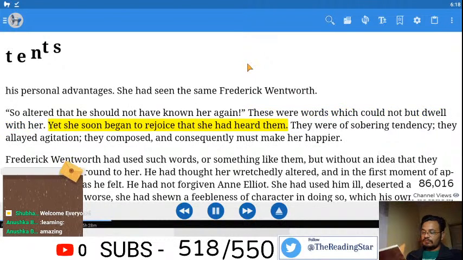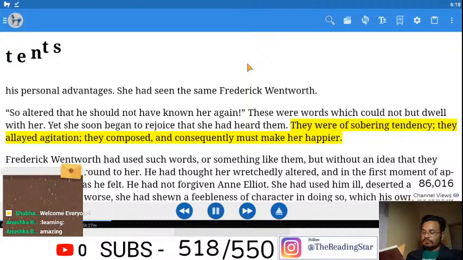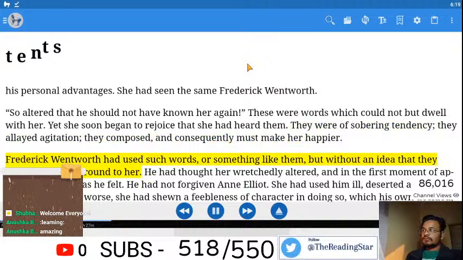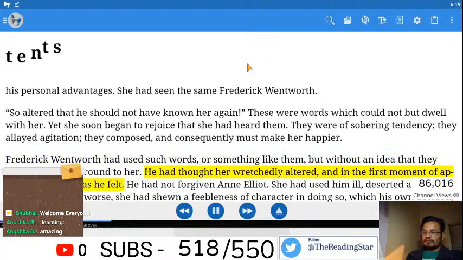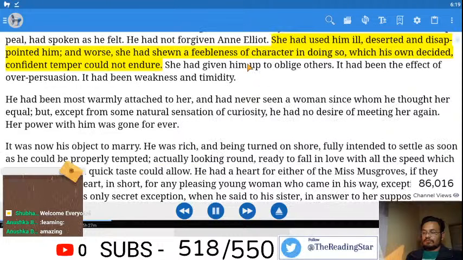Yet she soon began to rejoice that she had heard them. They were of sobering tendency, they allayed agitation, they composed, and consequently must make her happier. Frederick Wentworth had used such words, or something like them, but without an idea that they would be carried round to her. He had thought her wretchedly altered, and in the first moment of appeal, had spoken as he felt. He had not forgiven Anne Elliot. She had used him ill, deserted and disappointed him, and worse, she had shown a feebleness of character in doing so, which his own decided, confident temper could not endure.